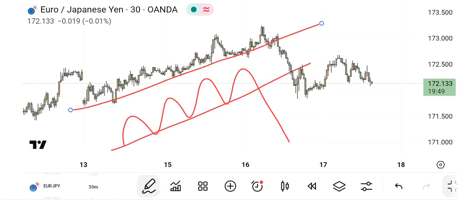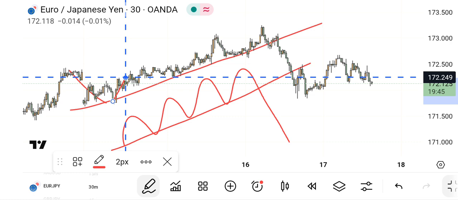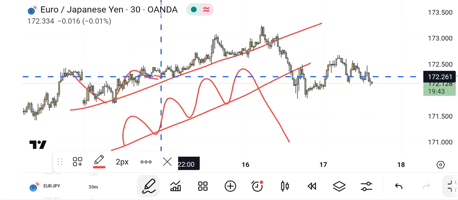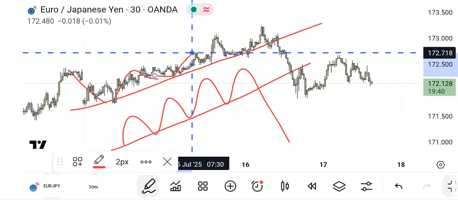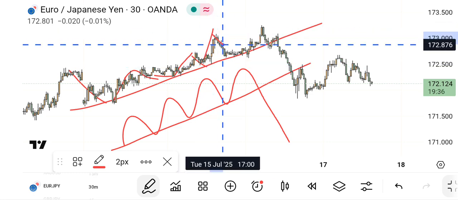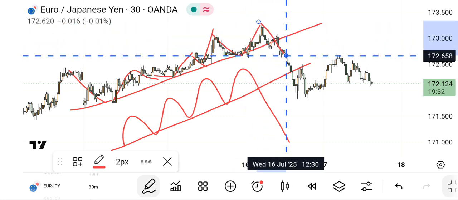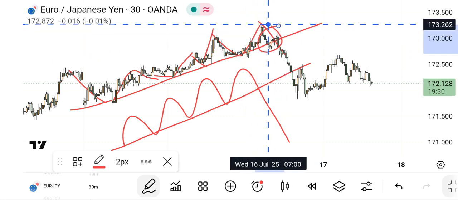The market coming here touches the trend line, continues pushing up again, comes down to the trend line again, continues pushing up, comes down, touches the trend line, moves up again. Here it touches the trend line, then moves up again before the breakout. This is the point of the breakout.